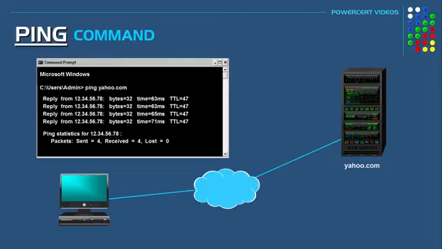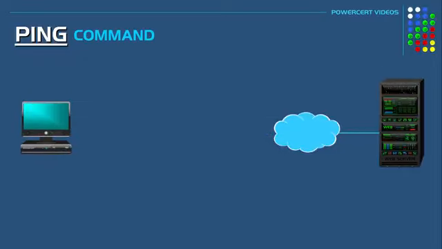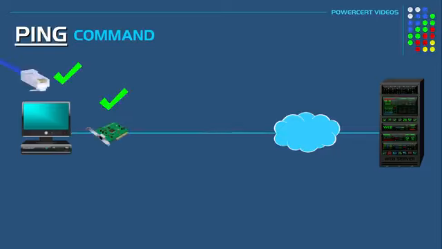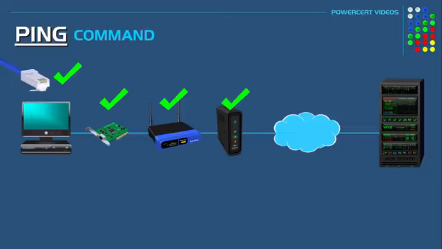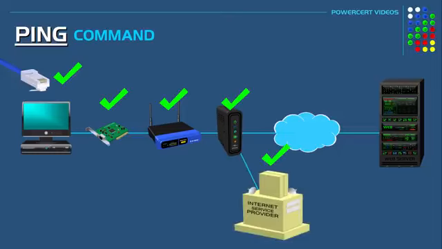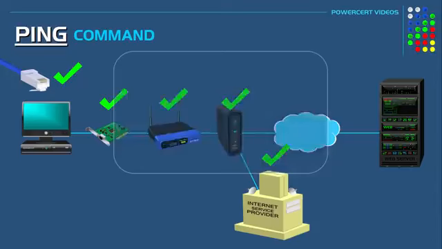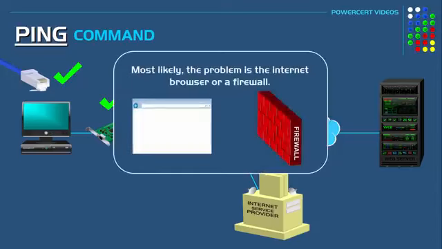Because when I get a successful reply from yahoo.com, I automatically know that all of my hardware, such as my cables, the network card, the router, and the modem, are all working correctly, including my internet service provider. So now I know that the reason this computer can't bring up web pages is related to software and not hardware. The problem is most likely with their internet browser, or it's a firewall issue.